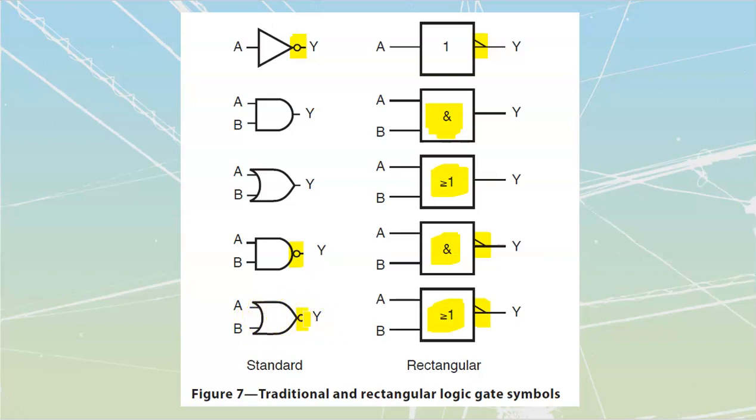For my inverter, or my NOT gate up top over here, they just show a 1. This thing is just going to become not whatever the status is coming into that. If it's a 1, it's going to become not 1. It's going to become 0, etc.